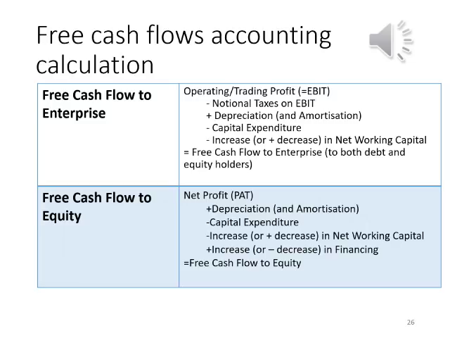For free cash flow to equity, we start with net profit, add back depreciation, deduct capital expenditure, adjust for movements in net working capital, and adjust for changes in financing, and that gives us the free cash flow to the equity holders.